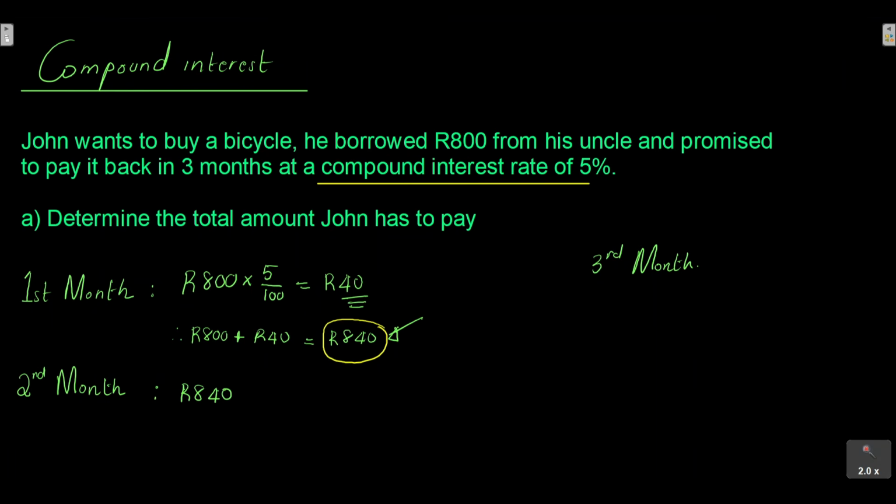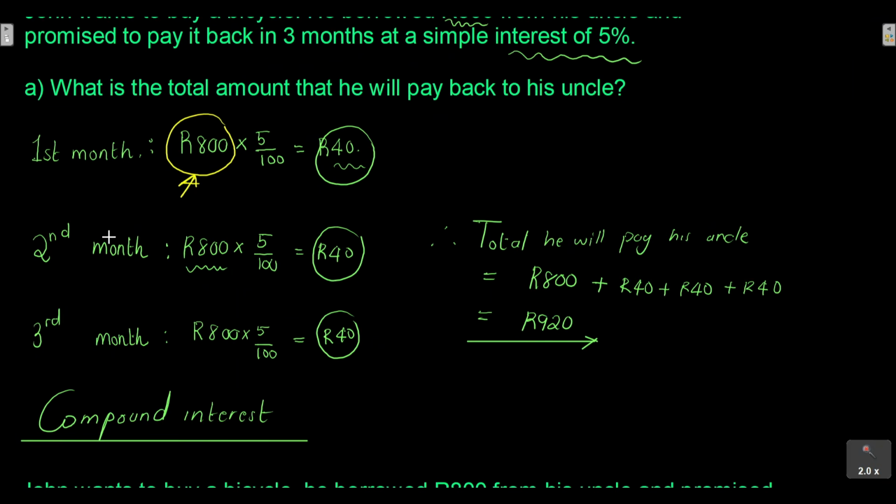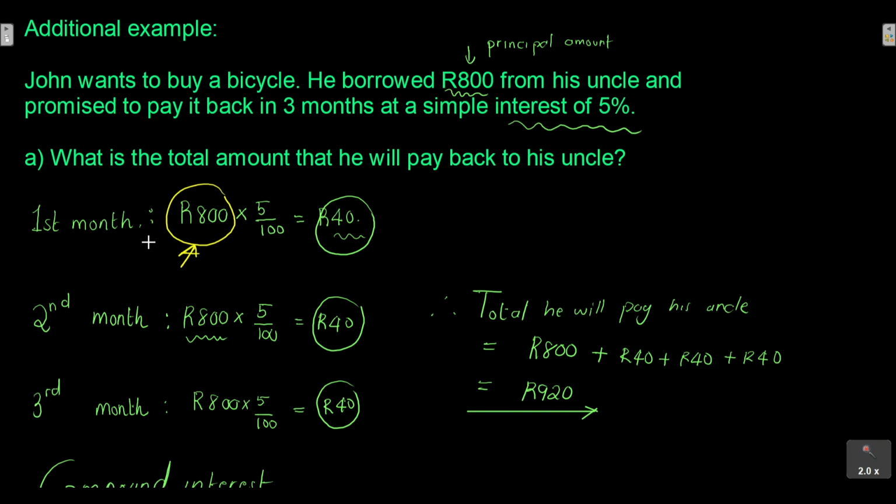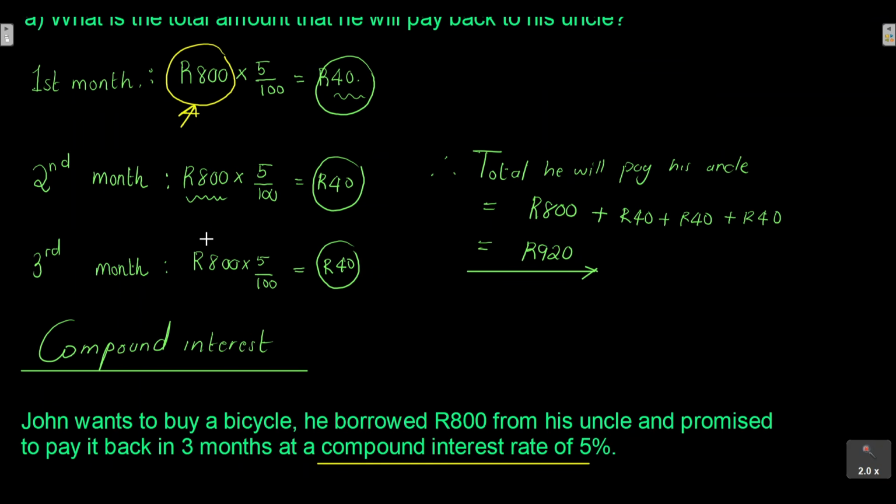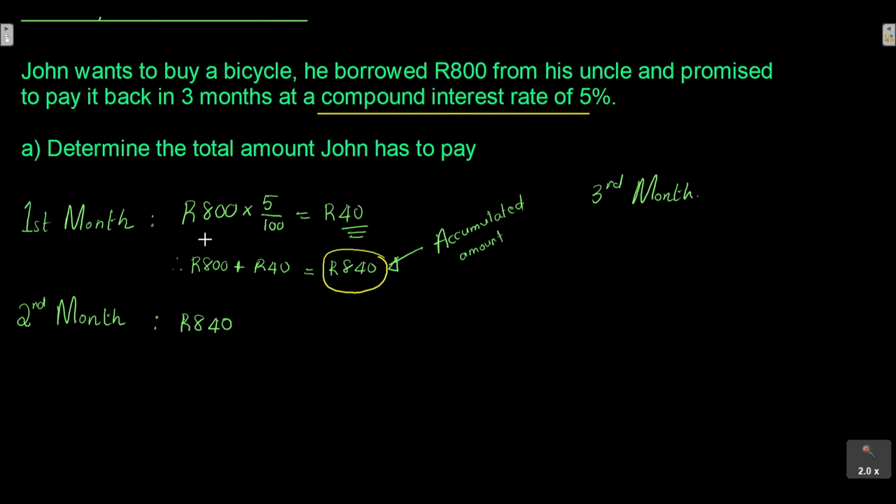Okay, so that is now the difference when it comes to calculating interest with simple interest and compound interest. In compound interest, we use the accumulated amount. However, when we're dealing with simple interest, we just use the initial amount or the principal amount. Okay, but let's continue.